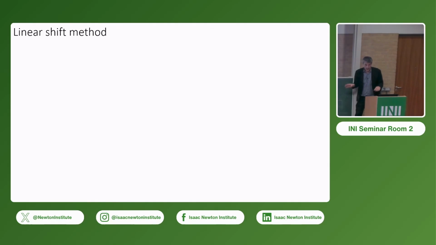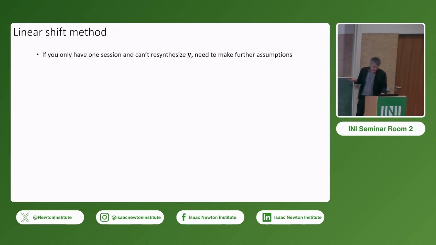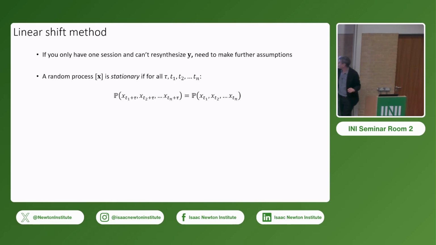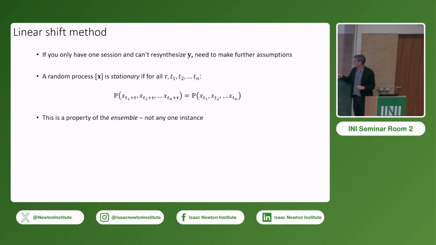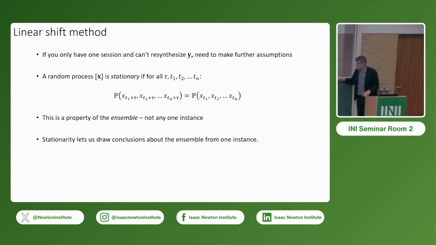This one, as far as I know, is new. And this is what you would do if you've only got one session and you can't resample, you need to make further assumptions. And so we make the assumption of stationarity. So the definition of stationarity is just that the probability of time-shifted data is the same as the probability of the original data. And it's a property of the ensemble, not of any one instance. It's a probability of the distribution that generates these time series. But if we assume stationarity, we can draw conclusions about the ensemble from any one instance.